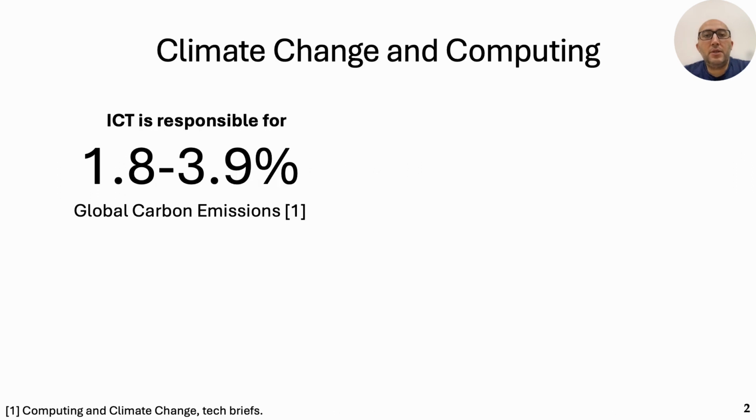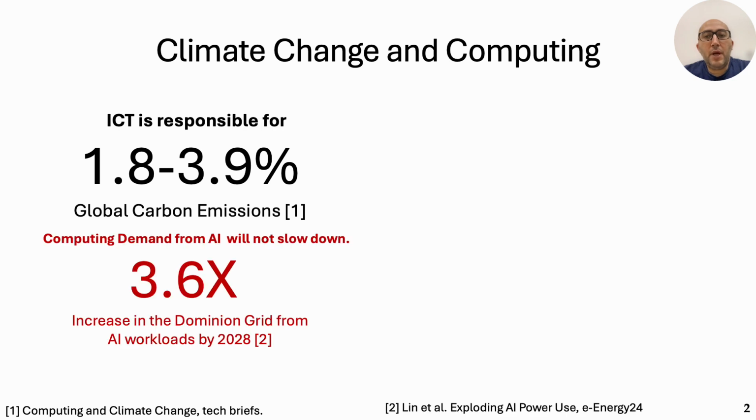ICT is one of the biggest carbon emitters, contributing almost 4% of global carbon emissions, surpassing the aviation industry. The computing demand is not slowing down. A recent estimate states that computing energy demand in the Dominion electricity grid, where many data centers are hosted, will exhibit a 3.6x increase by 2028.